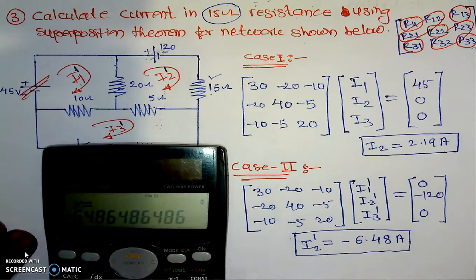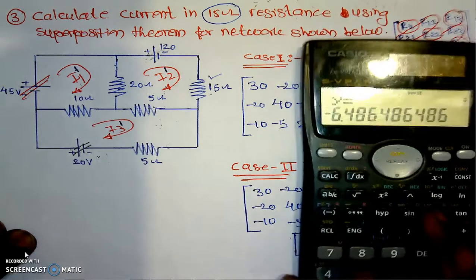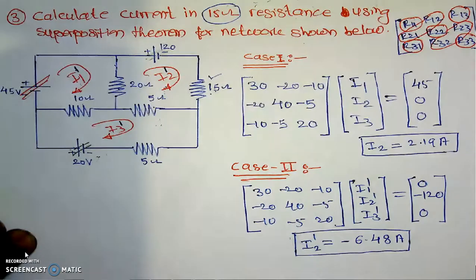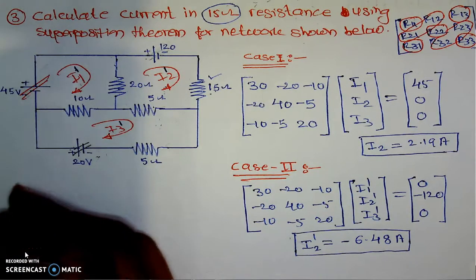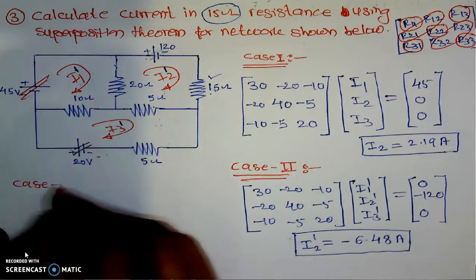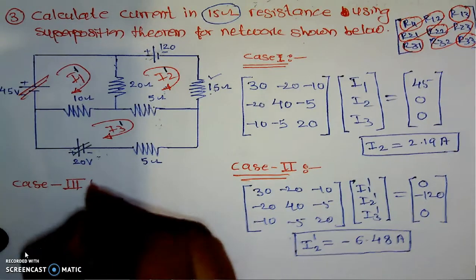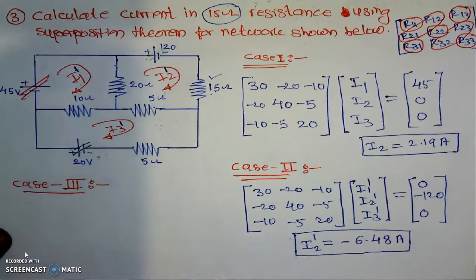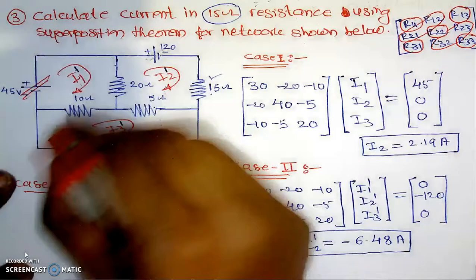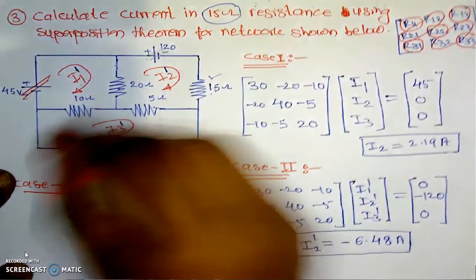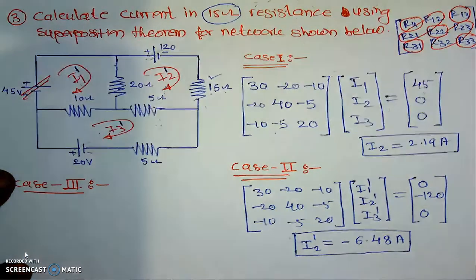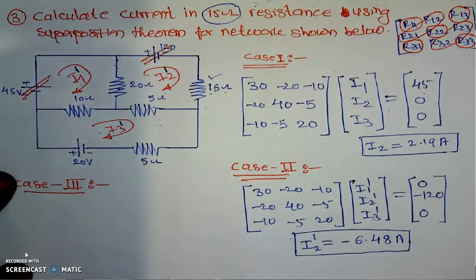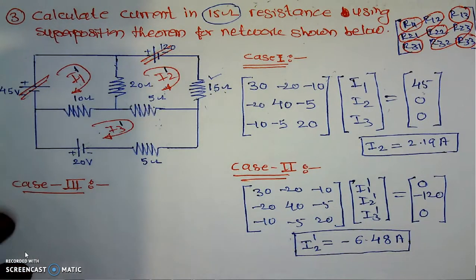Now here I will consider case 3. In the third case we will consider the third source. Means here this source will be replaced by its internal resistance. Now we are considering the 20 volt source.